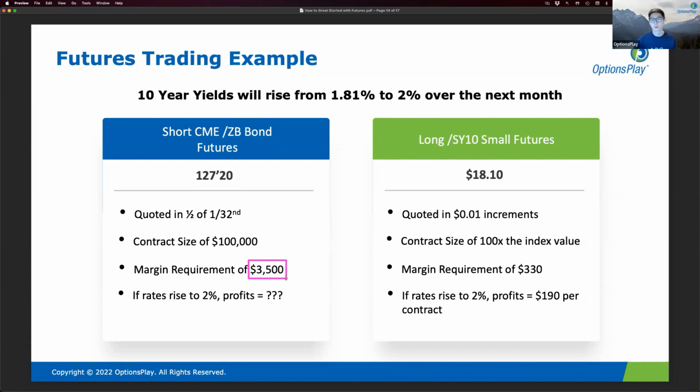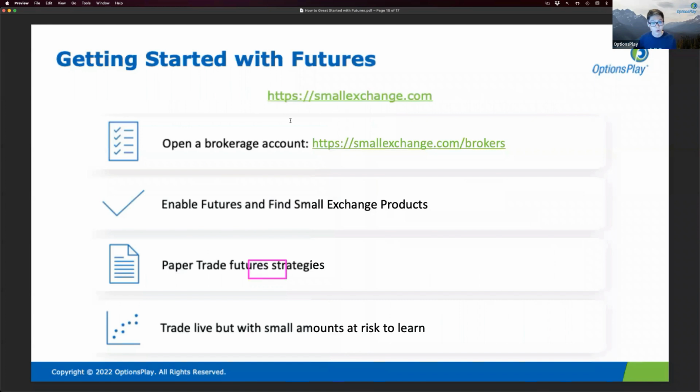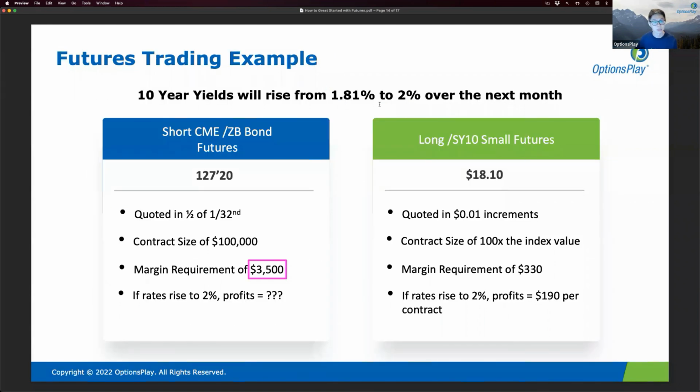But the most difficult part that I have trouble wrapping my head around is that if I'm right on my view that interest rates are going to rise from 1.81%, I think it's going to rise from 1.81% to 2%. How much money do I make on shorting this future? The answer is I don't know. I have to do some calculations and I can make some estimations, but I don't know for sure how much I will actually make on this bond future if I did short it and the interest rates rose to the level that I wanted, because a bond is inverse to the interest rate.